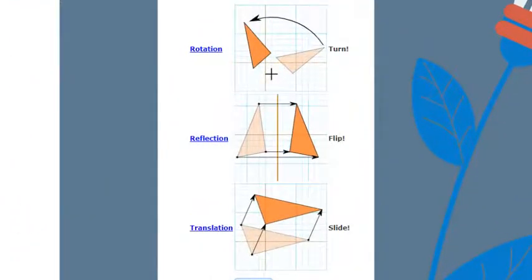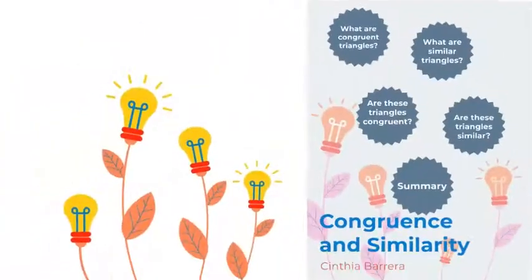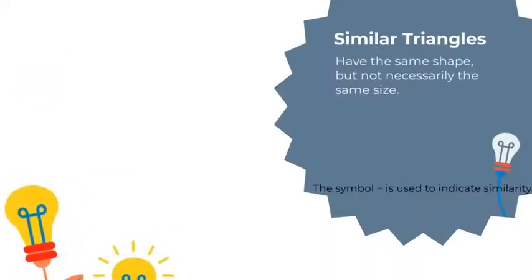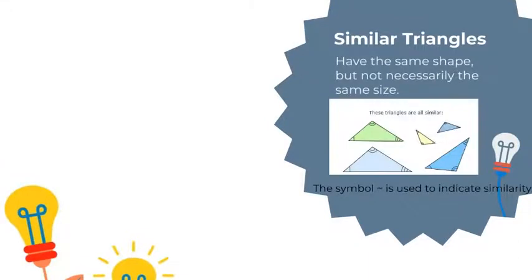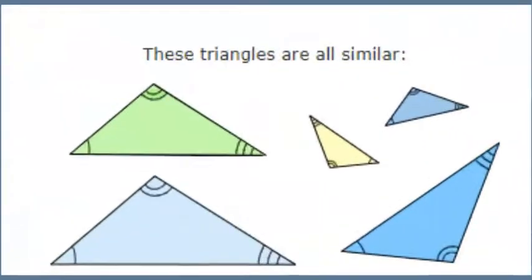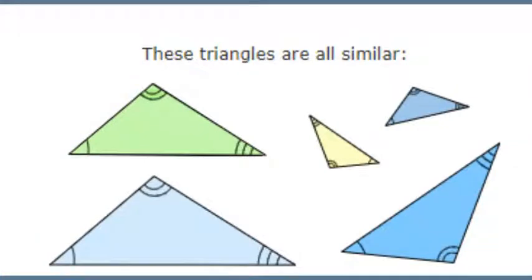Congruent triangles can also be rotated, reflected, and translated. Similar triangles have the same shape but not necessarily the same size. All of these triangles are similar, yet they have different orientation and different size.